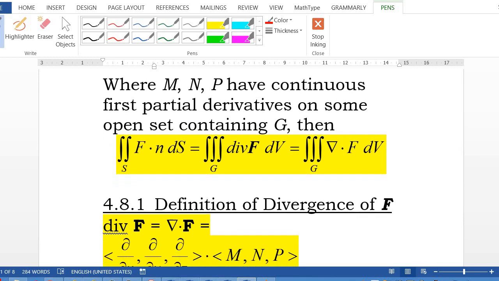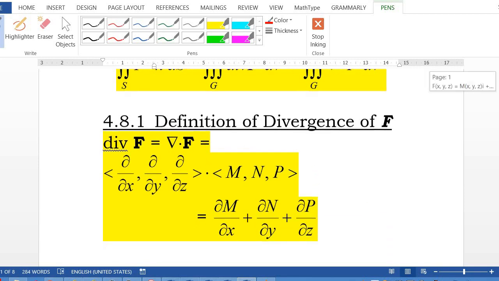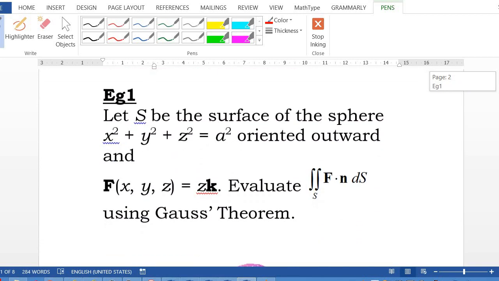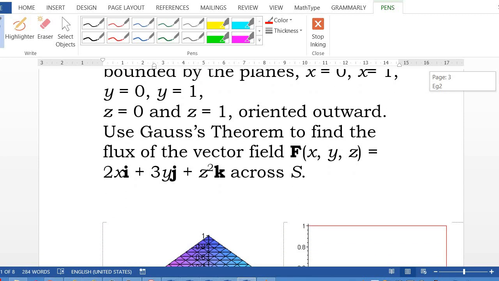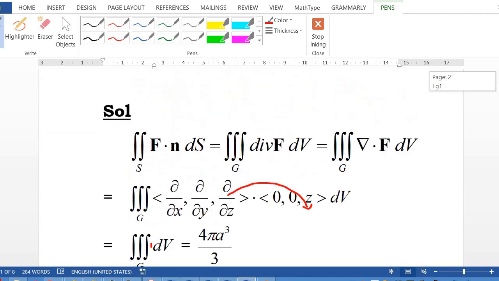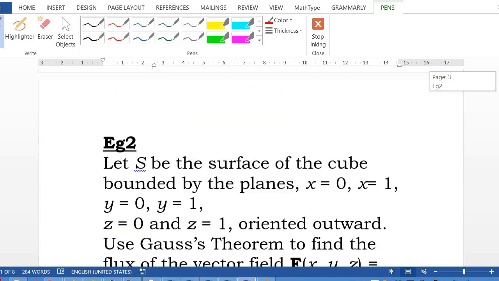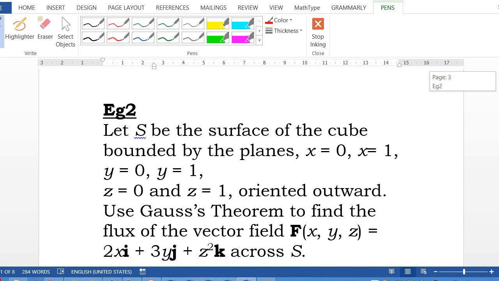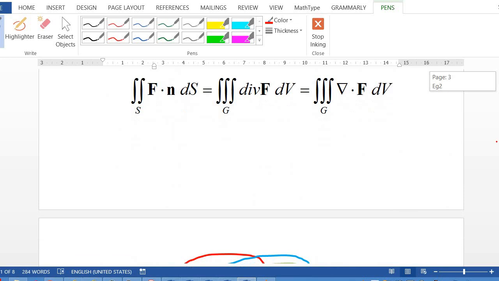Where del dot F is the partial derivative with respect to x of the i component, plus the partial with respect to y of the j component, plus the partial with respect to z of the k component of your vector F. And we illustrate using examples. First one is a sphere. If you use the normal flux integral for a sphere, you have to do it 2 times. The second one is a cube. Without using the Gauss theorem, you have to do your flux integral 6 times.